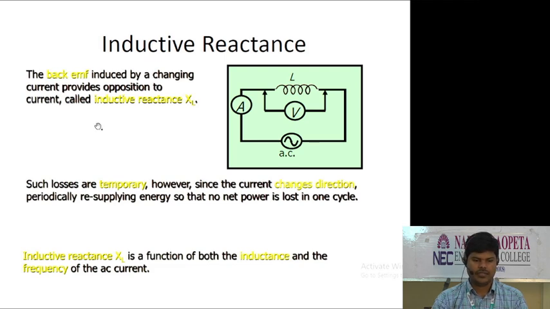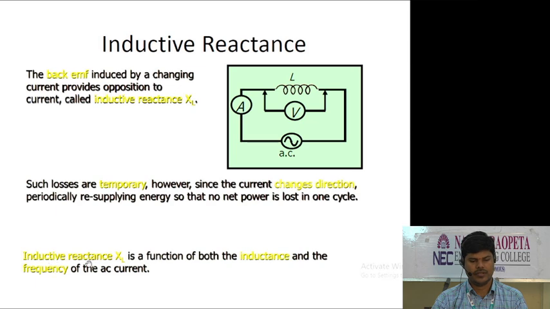In inductor circuits, we have inductive reactance, called XL. The unit of inductance is henry, and the unit of inductive reactance is ohms. So what is XL? XL is nothing but the resistance of a coil or inductor. XL units are again ohms.